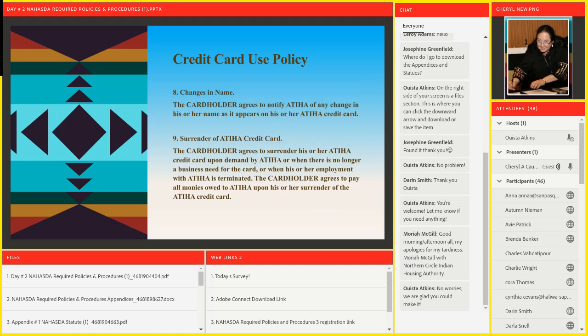Changes in name. The cardholder agrees to notify ATIHA of any change in his or her name as it appears on his or her credit card. Surrender of the card. The cardholder agrees to surrender his or her credit card upon demand by ATIHA or when there is no longer a business need for the card, or when his or her employment with ATIHA is terminated. The cardholder agrees to pay all monies owed to ATIHA upon his or her surrender of the credit card. You could also put language in that it will be deducted from their last paycheck.